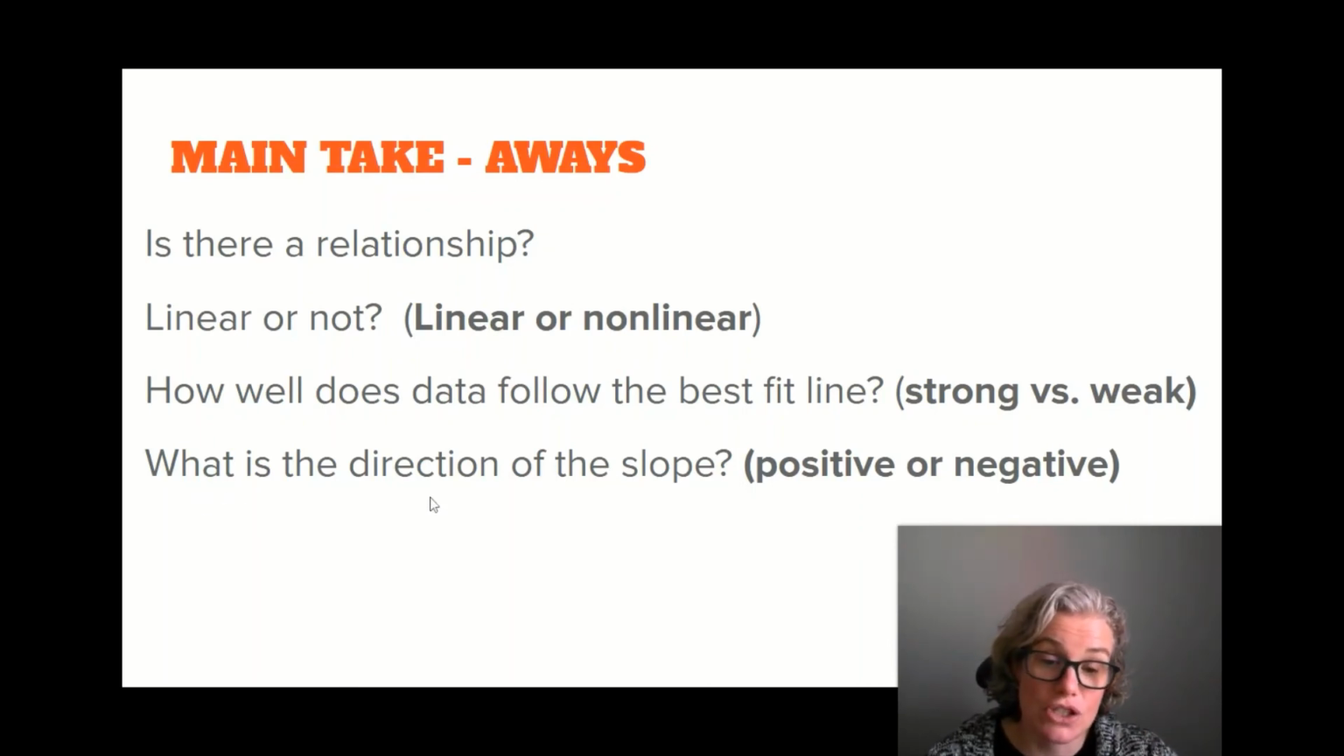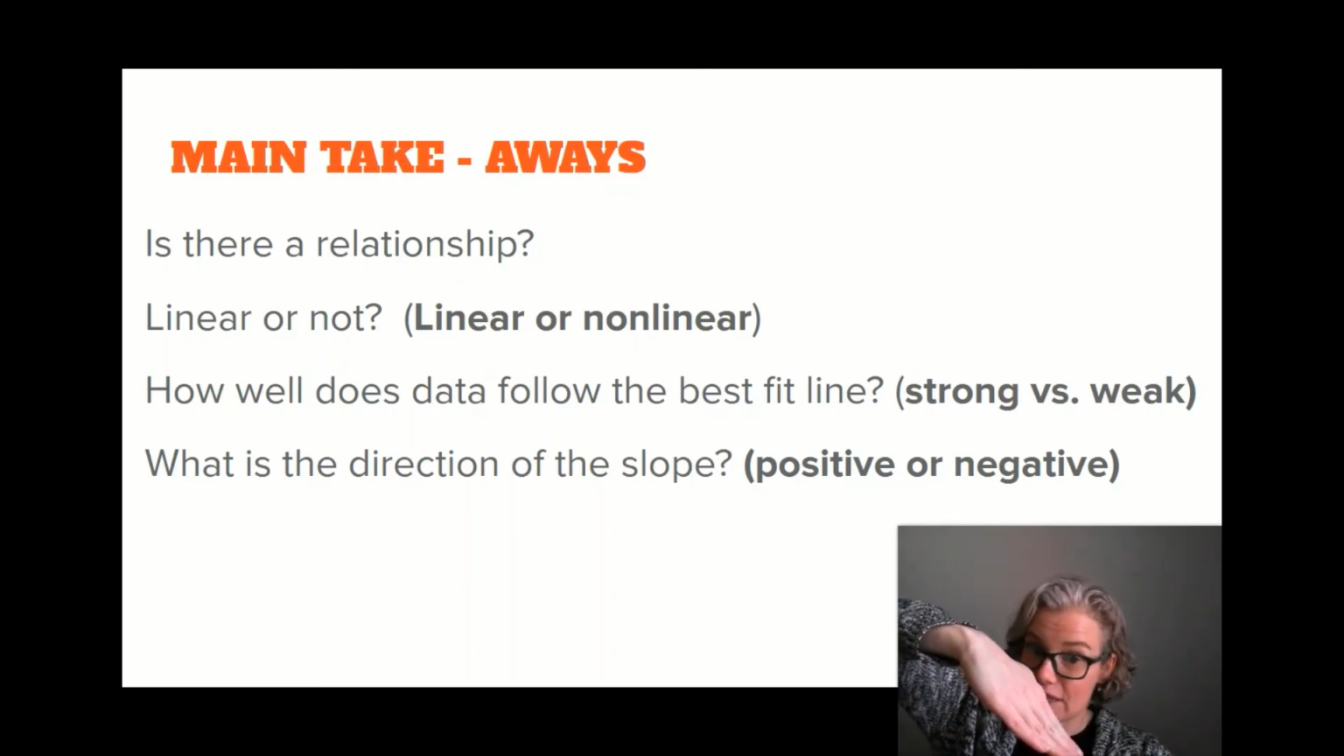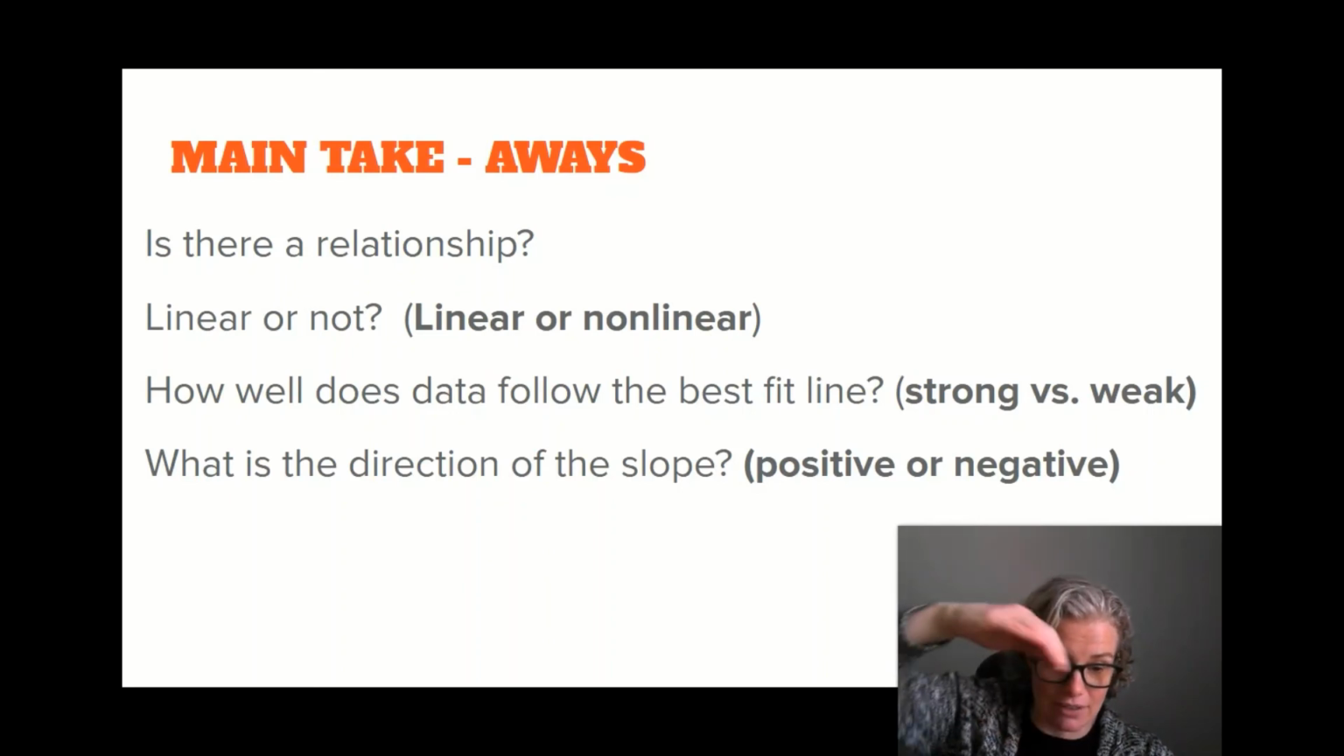And then, what's the direction of the slope of the line? Is it positive, meaning both things are increasing, or is it negative, or an inverse relationship, where one thing is increasing and the other thing is decreasing?